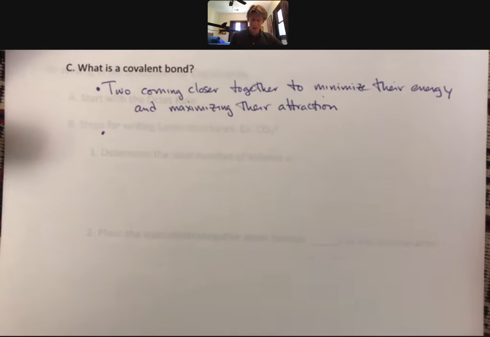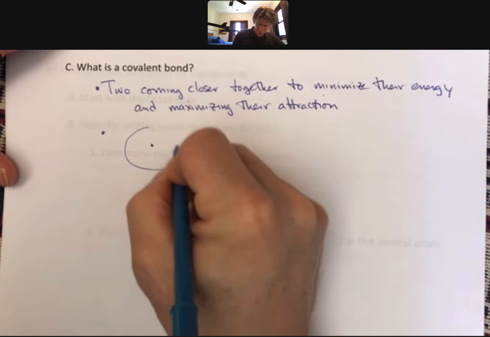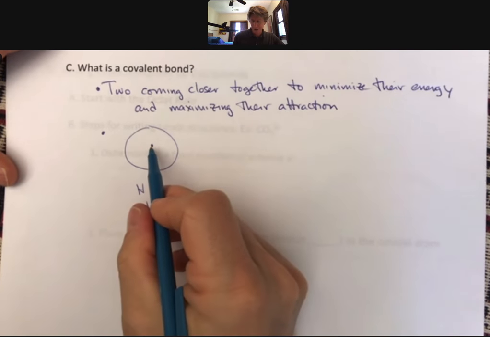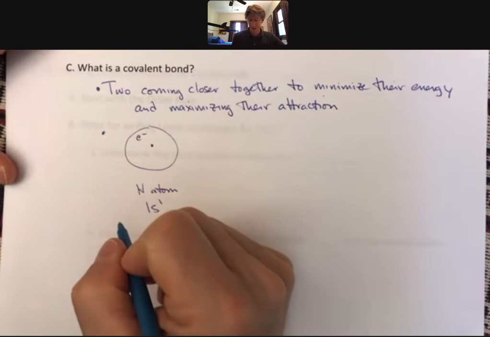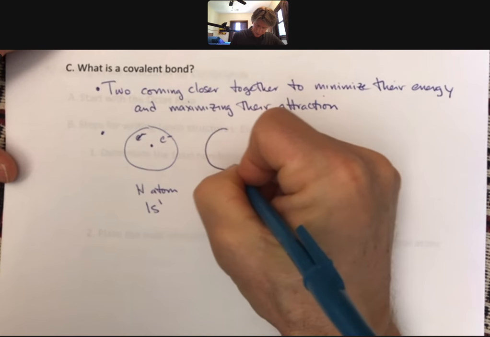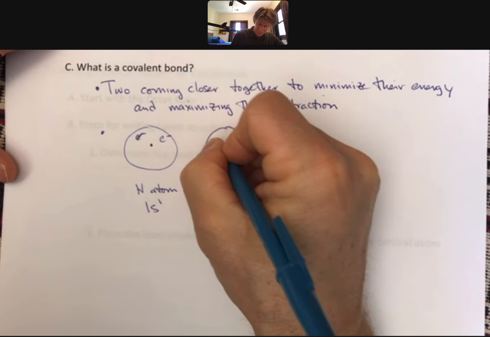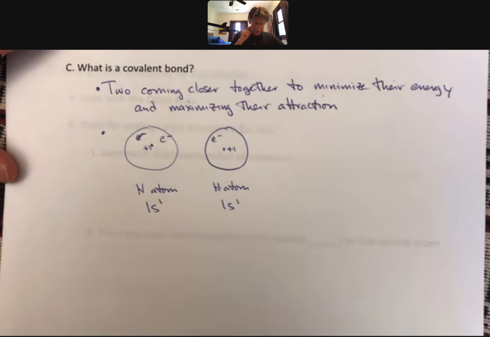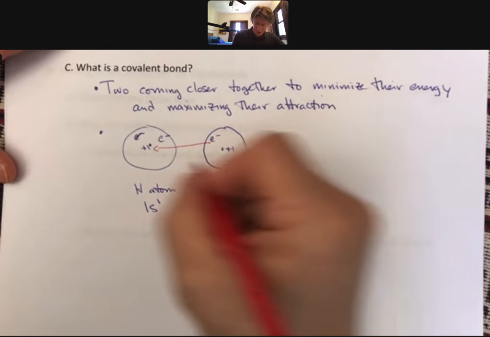And really our picture here is that if we have a hydrogen atom with its nucleus, this is a hydrogen atom, and it has 1s1, so there's a nucleus, and there's an electron in this space out here, so I'll draw it over on this side, which will make sense in a minute, and then another hydrogen atom with 1s1. And the nucleus, remember, is plus one. What's really happening is the electron is attracted to the other nucleus.